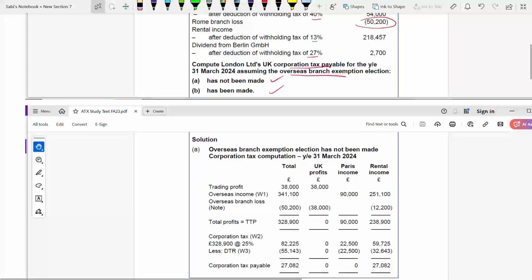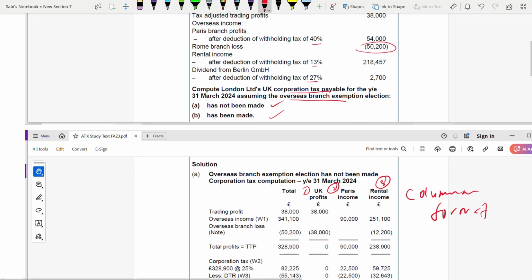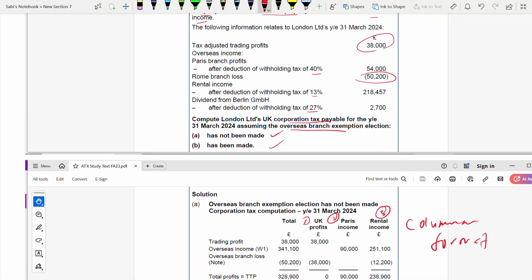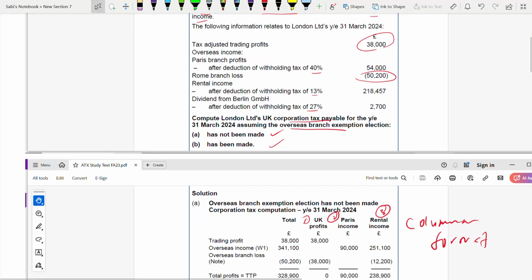So as you can see, this is a column format. We have three things: UK profit, number 1, number 2 Paris income, number 3 rental income. Okay, so now first, election has not been made. Normally we'll calculate. First, take the trading profit. So trading profit 38,000, this one of UK. Then we have the overseas. Then we have the Paris income. There is a working for overseas income.